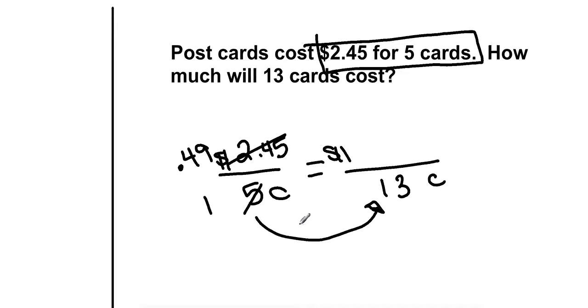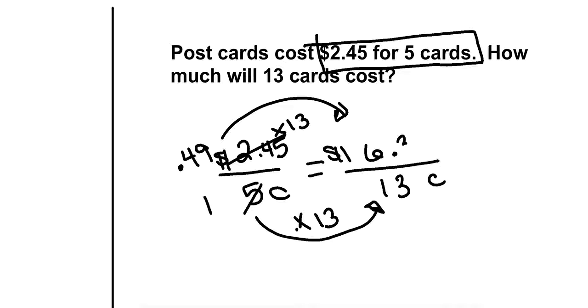Now I want to know how many 13 cards there are, so I'm going to times by 13. And whatever I do to the bottom, I do to the top, times 13, which would give me $6.37. So for 13 cards, it's going to cost $6.37.